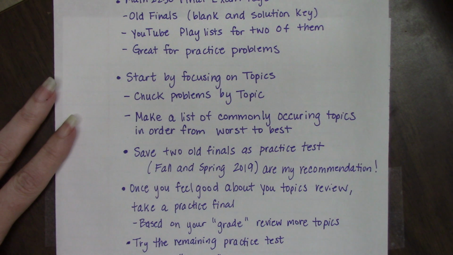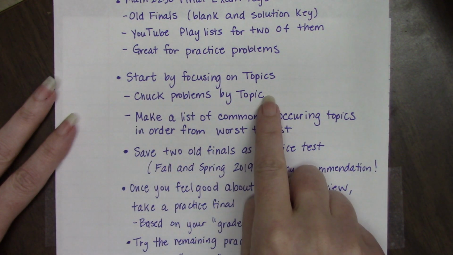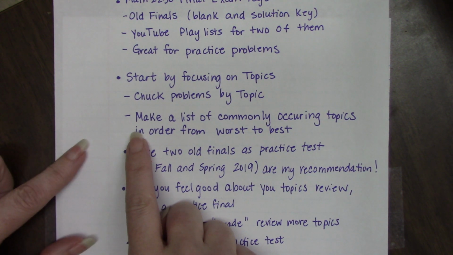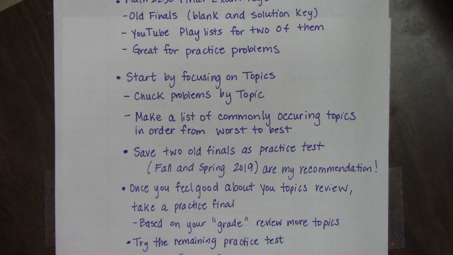Once we've gone topic by topic, once you feel like you've gone through the course topic by topic, make a list of what you noticed were the most commonly occurring topics on those 3 finals you selected, and order them from worst to best. So the things you are the least comfortable and have the least amount of confidence in, down to the things that you feel the most confident about.